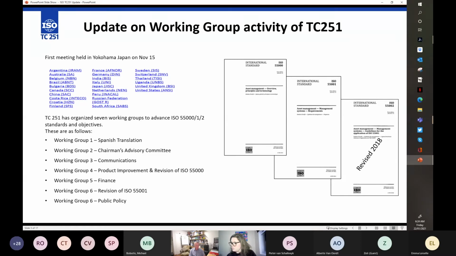We have 7 groups there. There was a typo on the bottom one. So there's a group that looks after the translation. We have what we call a Chairman's Advisory Committee, which is like a filter up front and is made up of the head of delegations. There's a communications group, a product improvement and a revision of 55000 group. Finance, there's a group looking after the revision of 55001, and public policy.